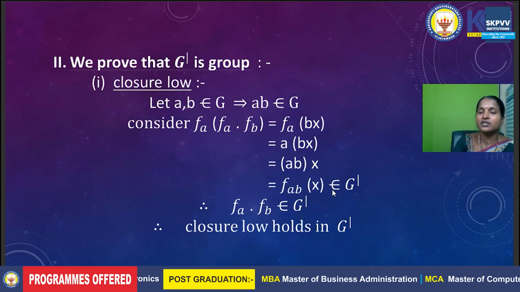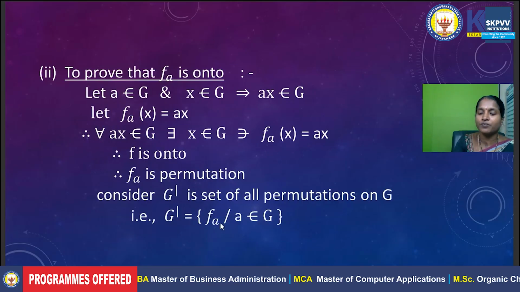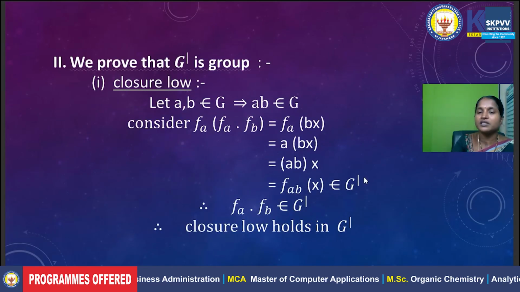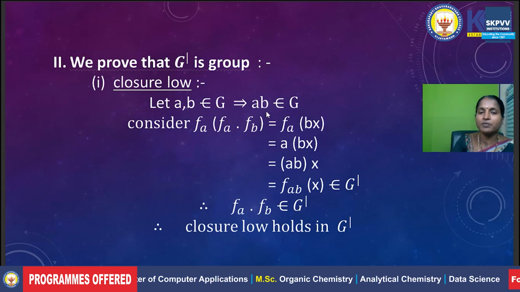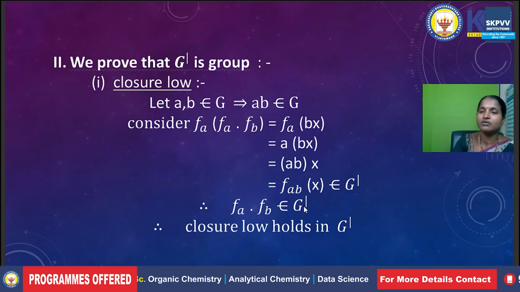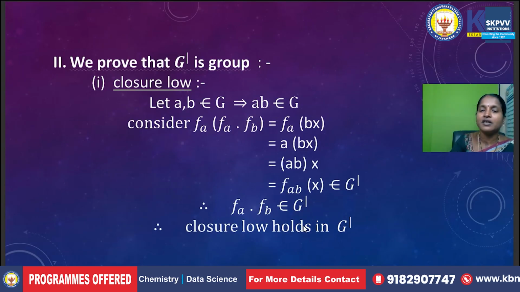So does it belong to G dash? Yes, because all elements of G dash are in the notation FA. So FAB of X also belongs to G dash. We can consider FA, FB belongs to G dash. Now we have proved that FA into FB is also in G dash. So the closure law holds in G dash.